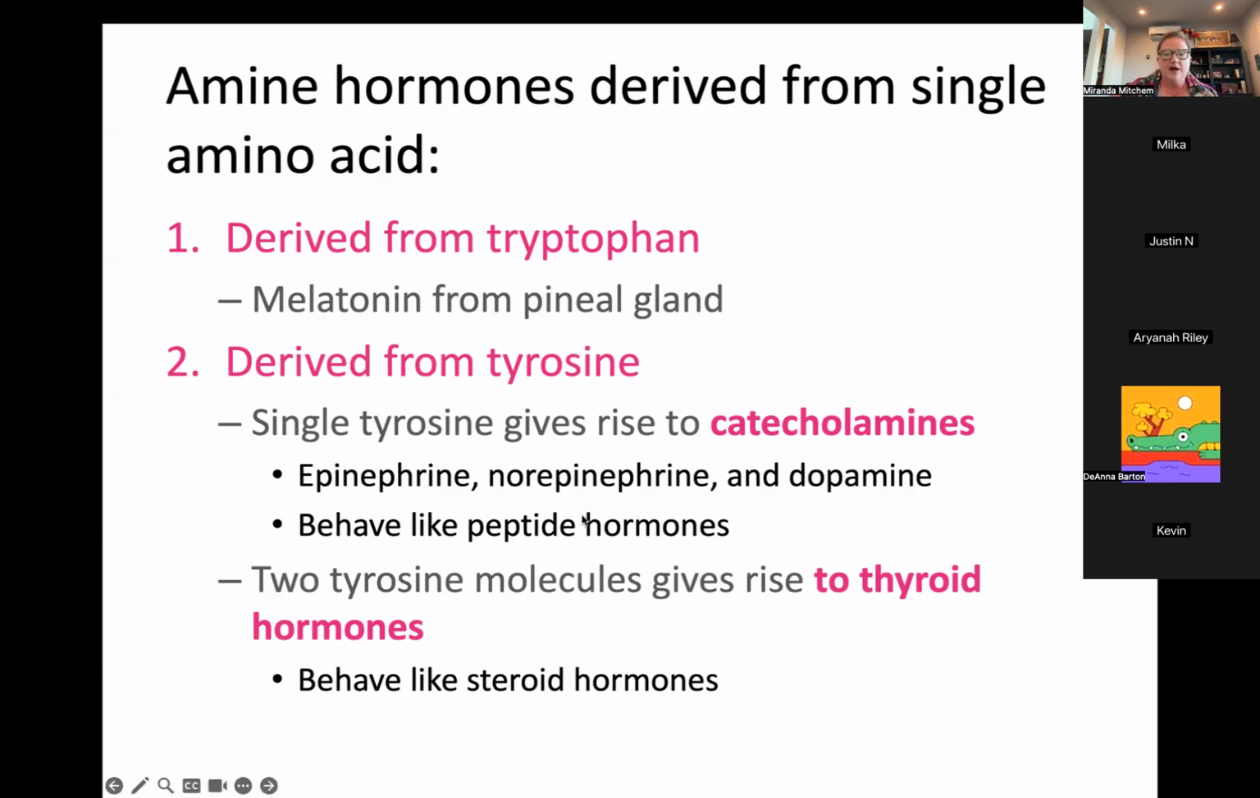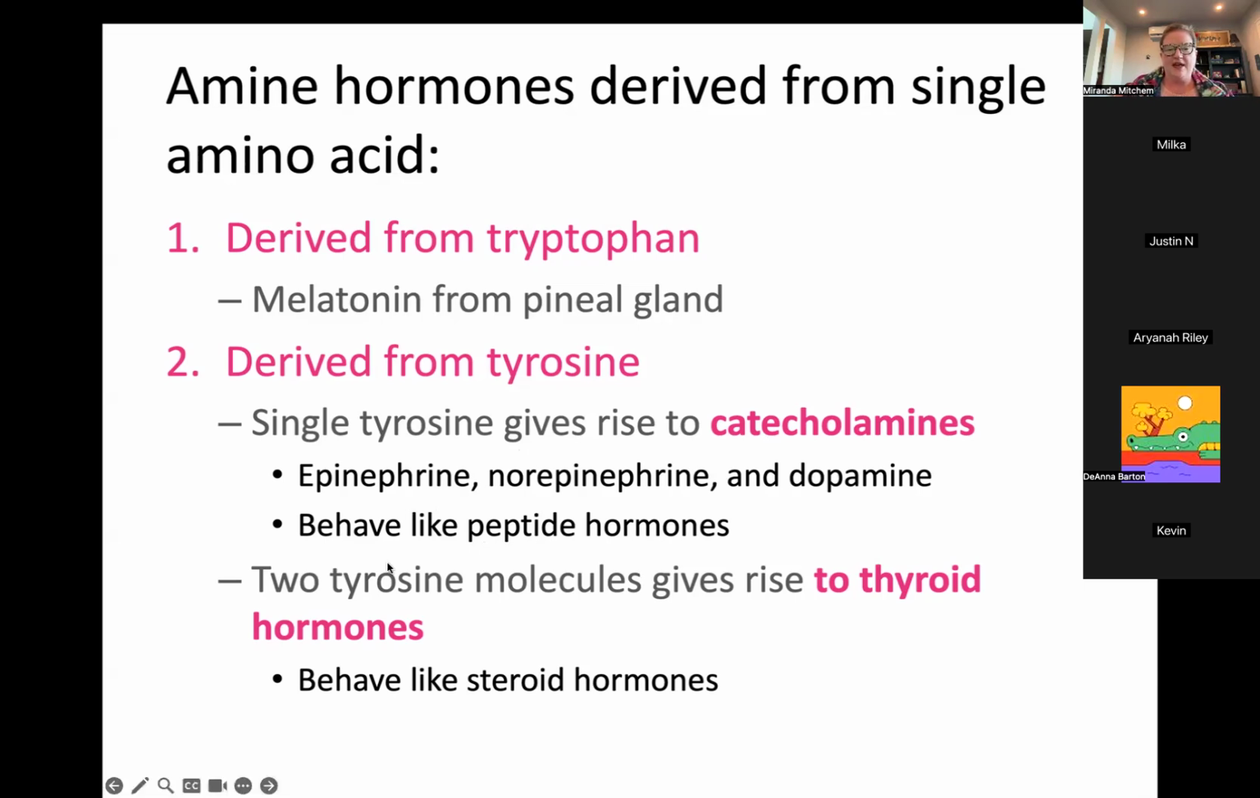So our tyrosine molecules are like steroids. So they have a longer response and it takes longer to get that response, but it lasts longer too. Whereas our tryptophan ones act more like protein and peptide ones. Same with the catecholamines. They're behaving like peptide hormones.